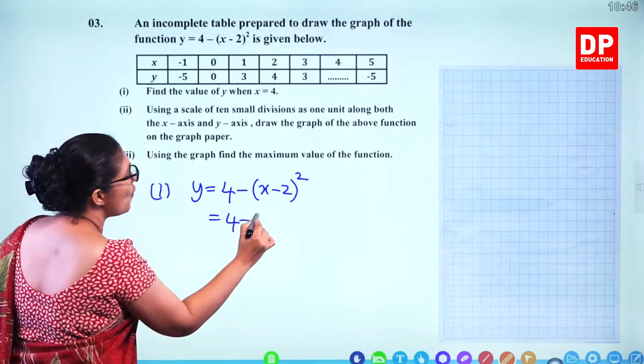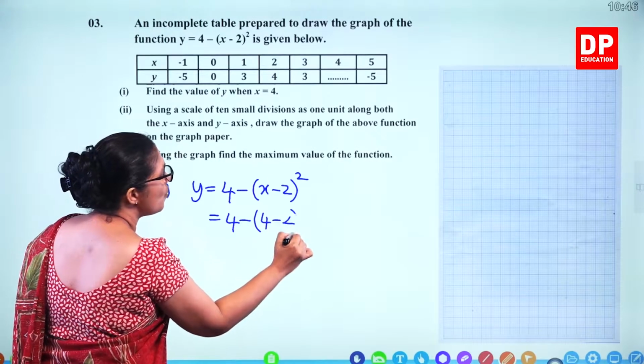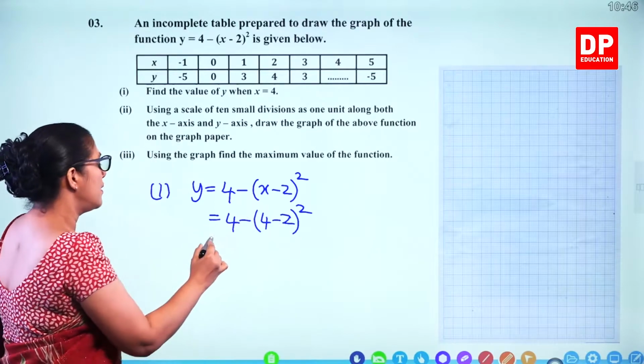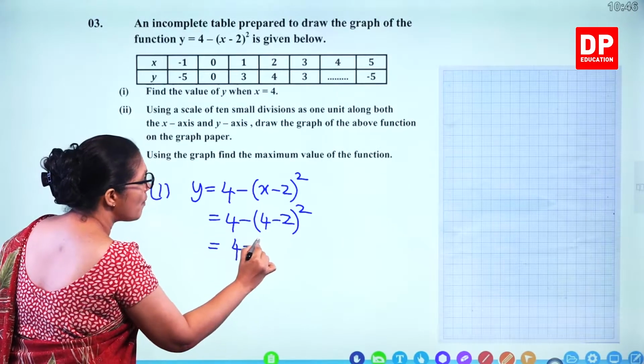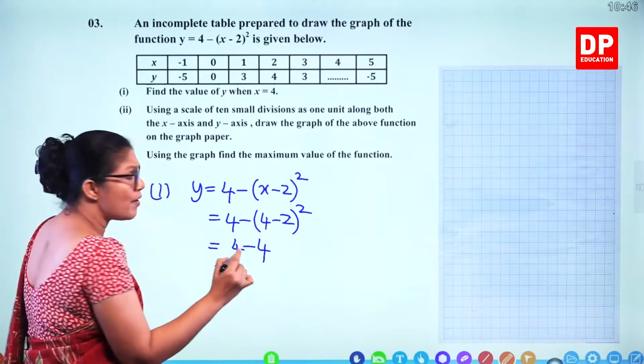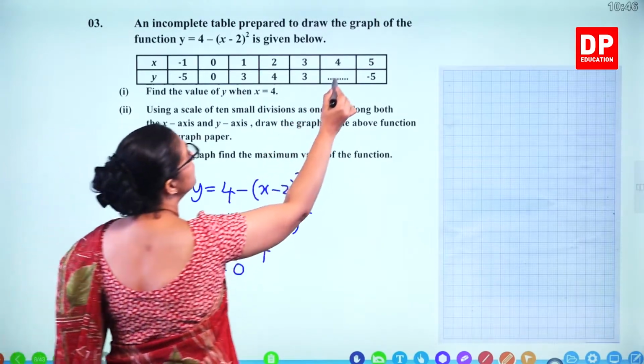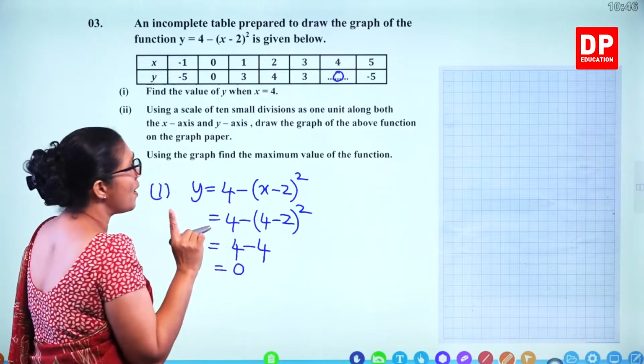Substitute x equals 4. 4 minus 2 whole thing squared. So 4 minus 2, 2. 2 squared is 4. 4 minus 4, you get 0. So this value is 0. So that's just 1 mark you are getting.